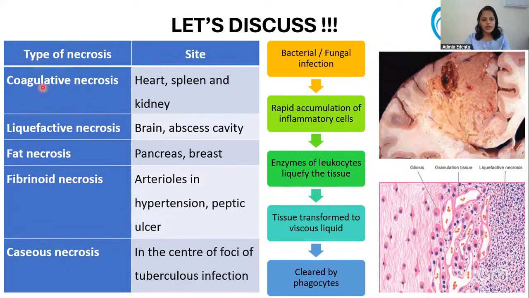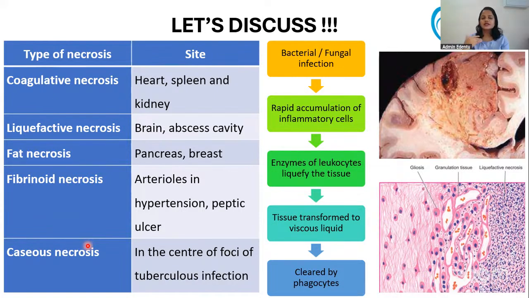Coagulative necrosis is usually seen in the heart, spleen, and kidney. Liquefactive necrosis is most commonly seen in the brain and abscess cavity only. Fat necrosis is seen in the pancreas and breast, and fibrinoid necrosis in the arterioles in hypertension and in peptic ulcer. And caseous necrosis is most commonly seen in tuberculosis infection, in the center of the foci.